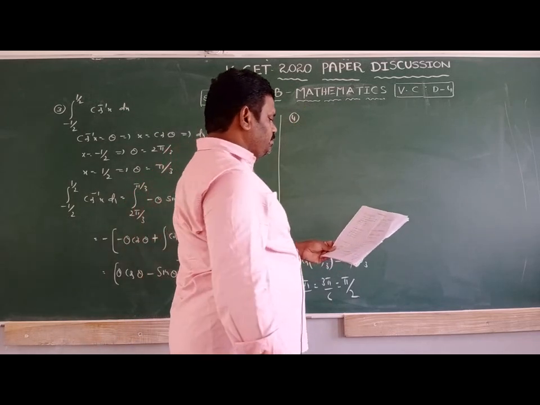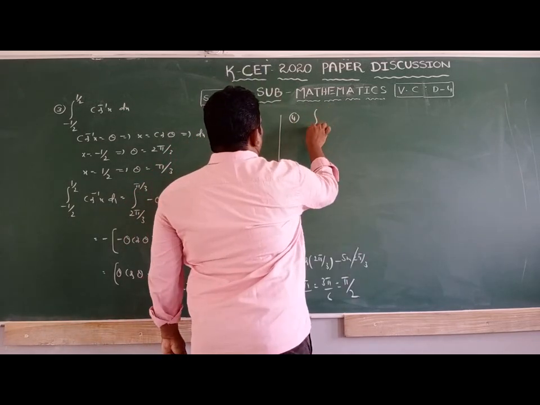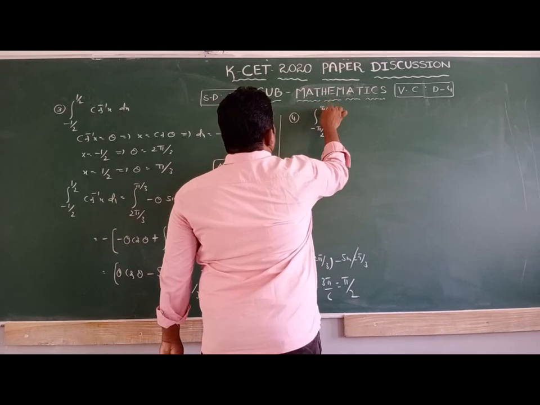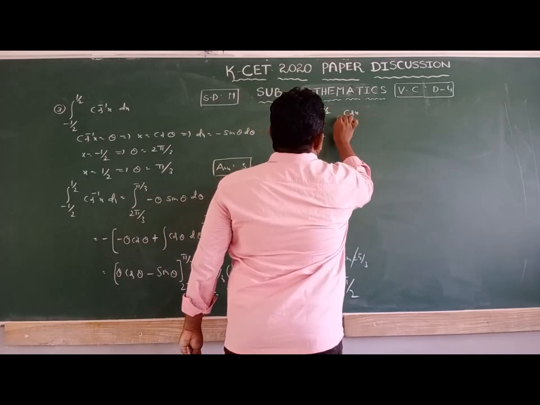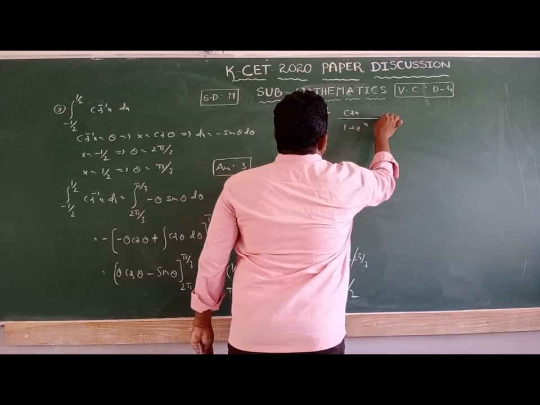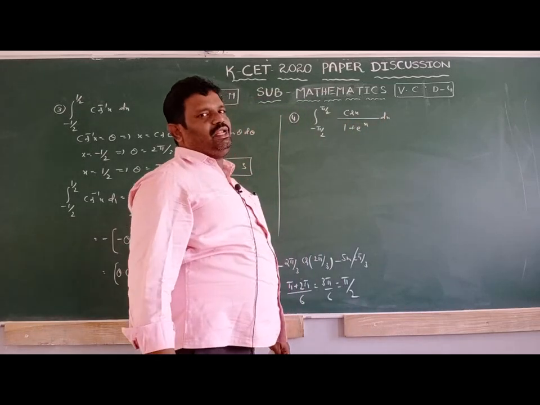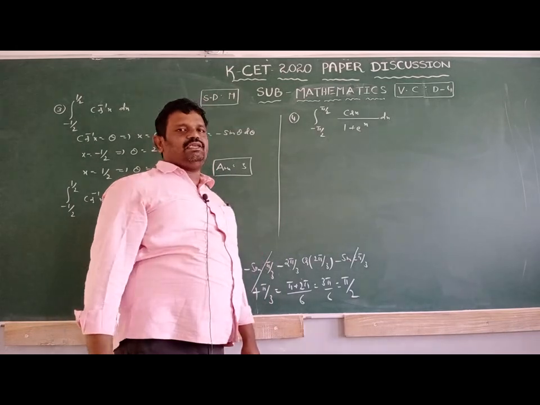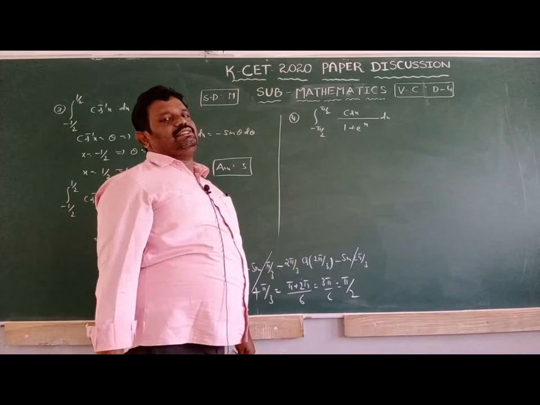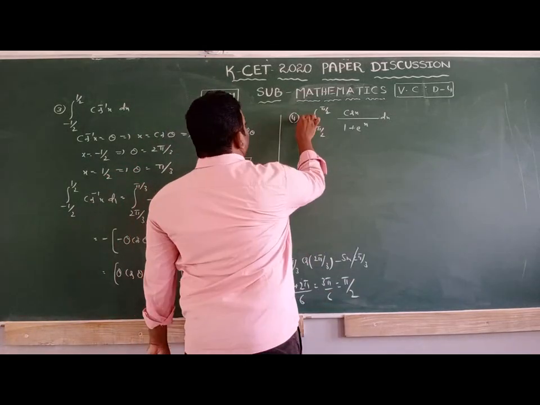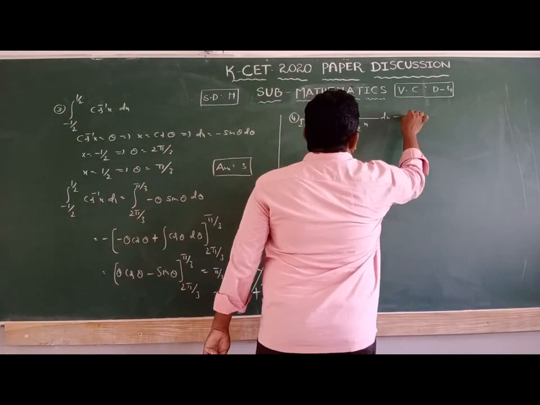Fourth bit: integral from minus pi by 2 to plus pi by 2 of cos x by 1 plus e power x into dx. Now we are applying the property: integral a to b f of x dx is equal to integral a to b f of a plus b minus x dx. So that property we are applying. First we consider this is the I value. So this is equation 1.